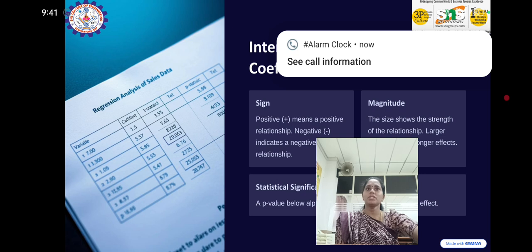Interpreting regression coefficients. Regression coefficients are at the core of any multiple regression analysis. Each coefficient tells a story about the relationship between the predictor and the outcome. The sign of the coefficient indicates the direction of the relationship, and the positive sign implies that as the independent variable increases, the dependent variable also increases, and the negative sign suggests an inverse relationship. The magnitude of the coefficient indicates the strength of the influence, and the statistical significance of each coefficient is evaluated using p-values.